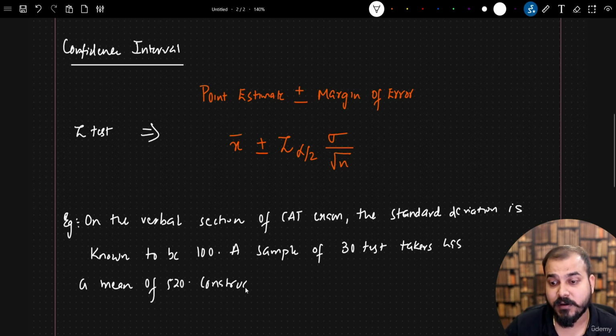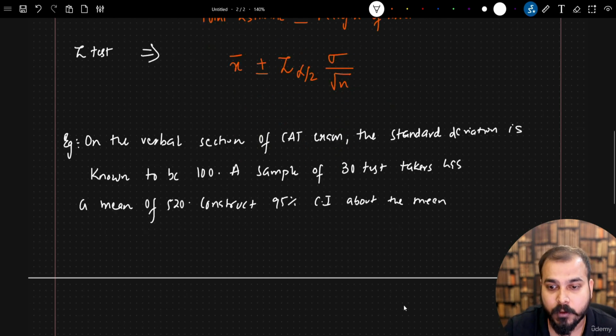Construct a 95% confidence interval, the confidence interval about the mean. Now we need to find out this range. And how do we find out this range? We'll try to see.